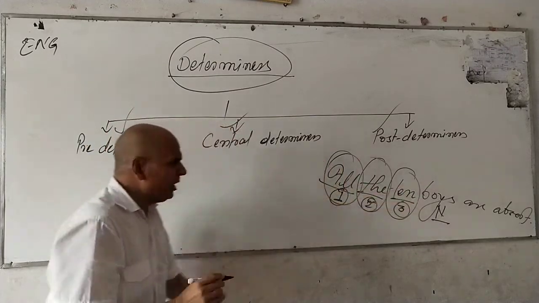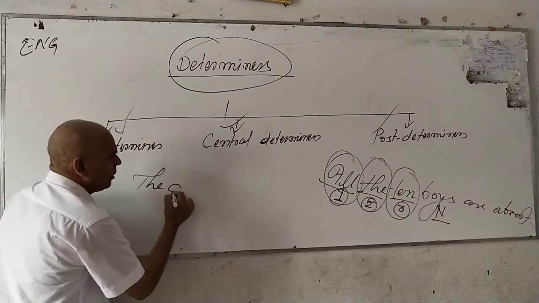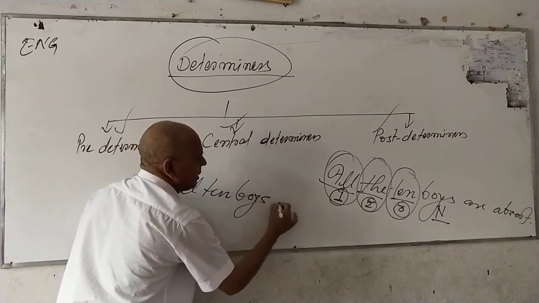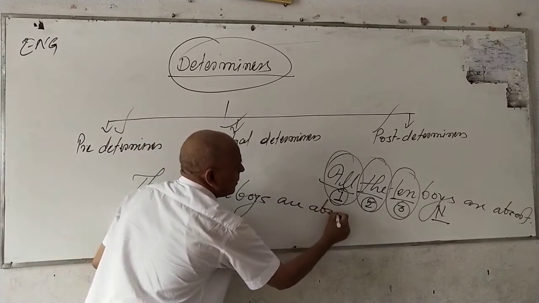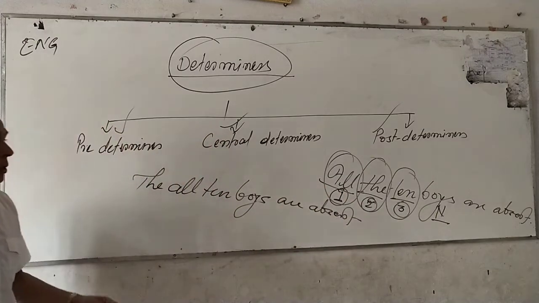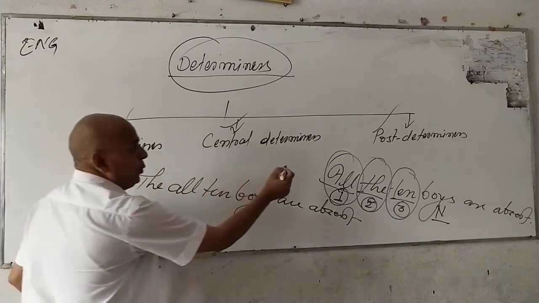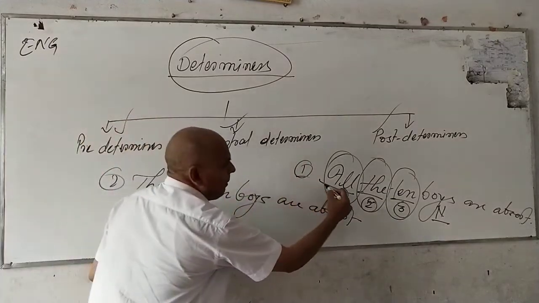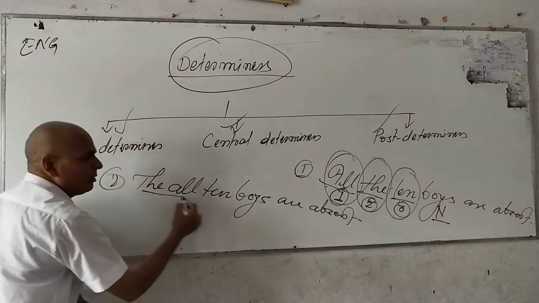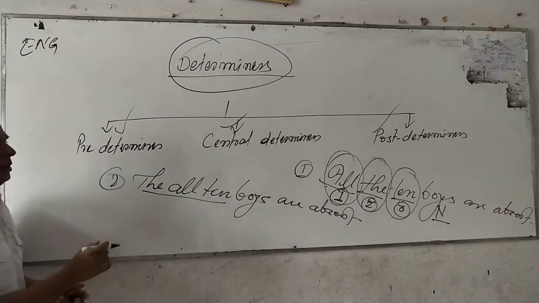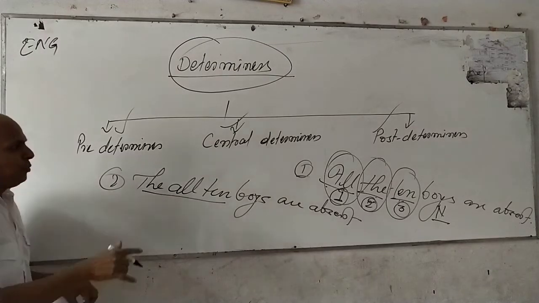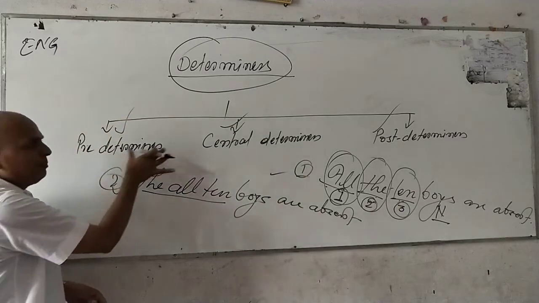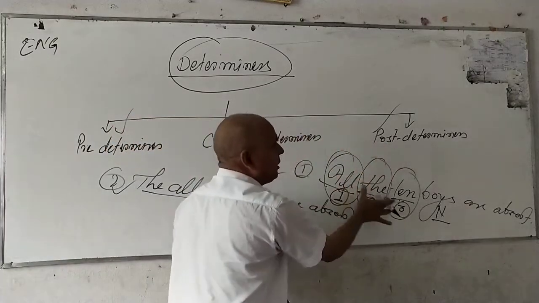Suppose this sentence can also be written: the all 10 boys are absent. If somebody asks which sentence is correct, sentence 1 or sentence 2, because all the determiners are there in both, on which basis can we say which sentence is the correct one? This classification clearly tells the position of determiner.